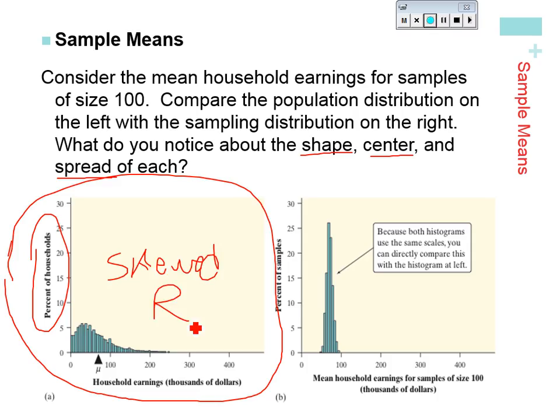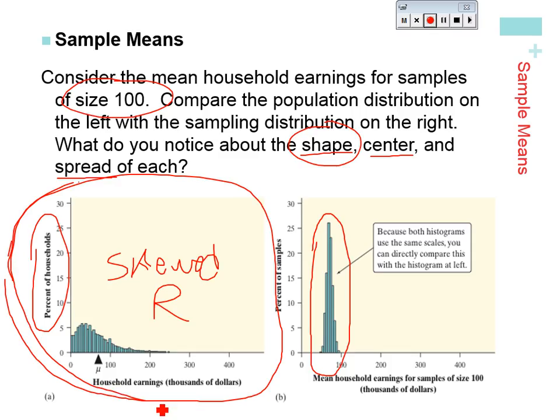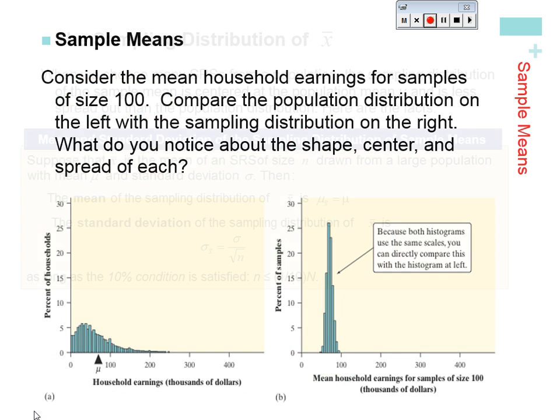But if you notice, if I were to take a sample of size 100 from this population that appears to be skewed right, I get a sampling distribution that is pretty normal looking. It's roughly symmetric. So one of the things that we are going to investigate is, as far as shape goes, the relationship between the population distribution and the sampling distribution that goes with it.